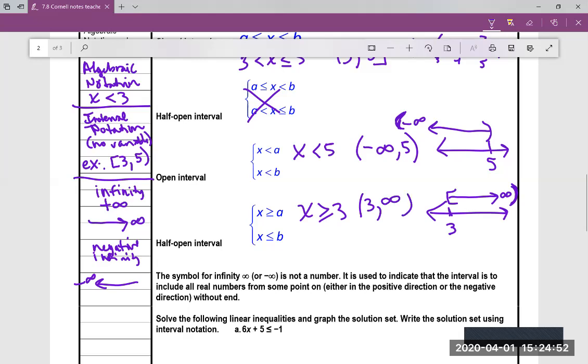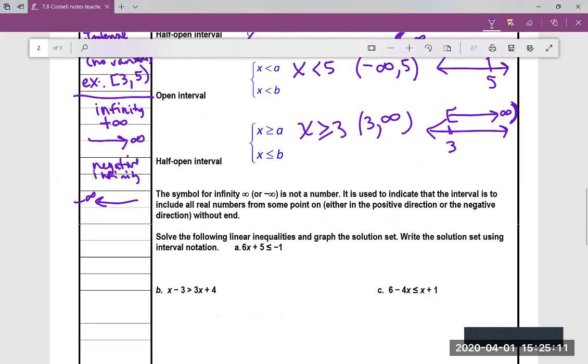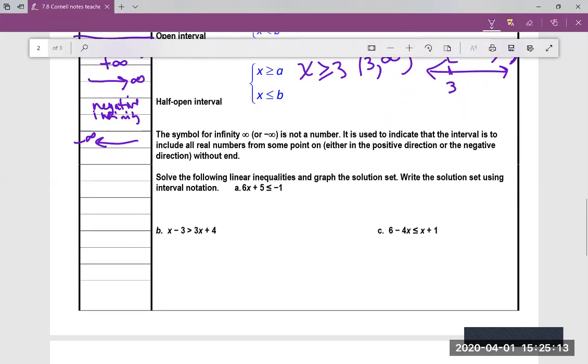Now I will say sometimes you'll mess up on a few of these. You'll forget to put the negative infinity. So if it's less than, it's always going to be a negative infinity. If it's greater than or equal to, it's going to be this positive infinity. You might mess up on a few before you really get these straight. Okay, let's work out a few of these and then you'll be good to go.